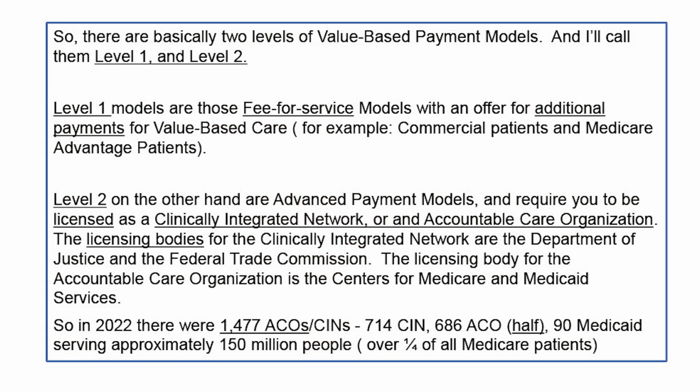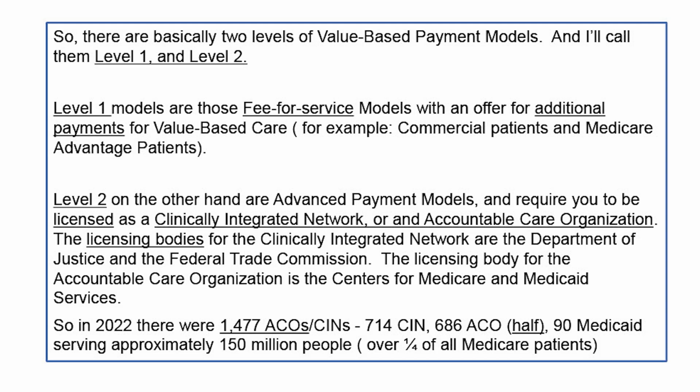What is the real level of payment opportunity? So let's begin by defining some of the standard types of value-based payment models. What I like to do is refer to these different levels as level 1 and level 2. Level 1 models are those fee-for-service reimbursement contracts that offer you additional payments for value-based initiatives. Some examples of these would be commercial payments or Medicare Advantage payments.